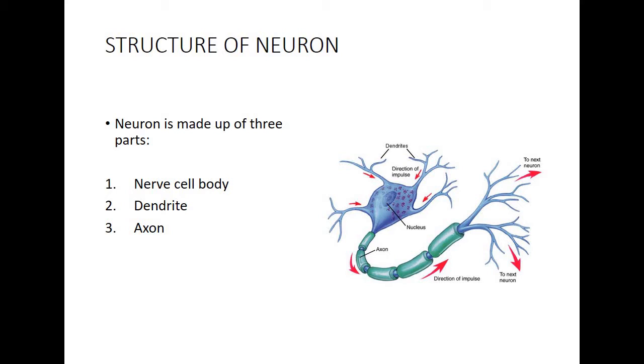Neuron consists of three parts. Number one, the cell body and the processes. The shorter ones, the dendrites, and the longer one, the axon.